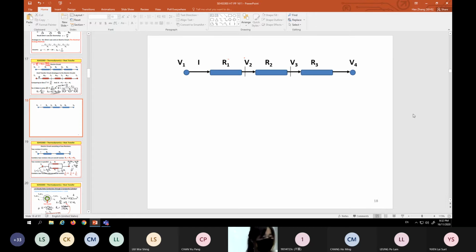Actually, thermodynamics, heat transfer, and fluid mechanics, we usually call it a triangle. Fluid mechanics, thermodynamics, and heat transfer.